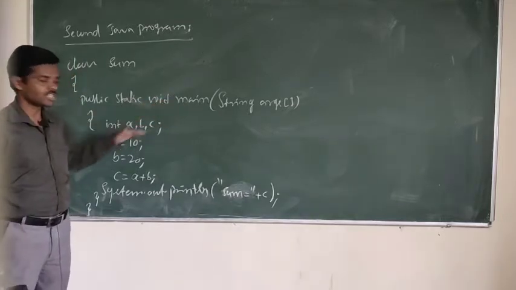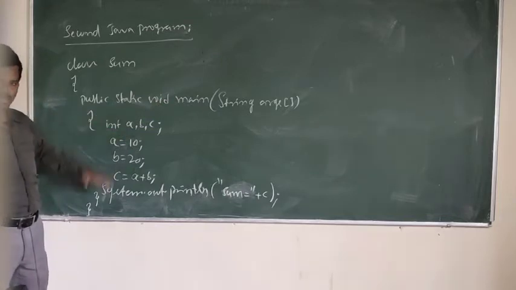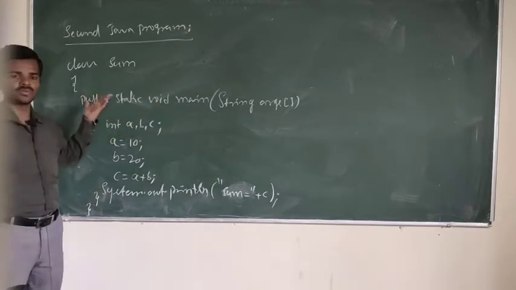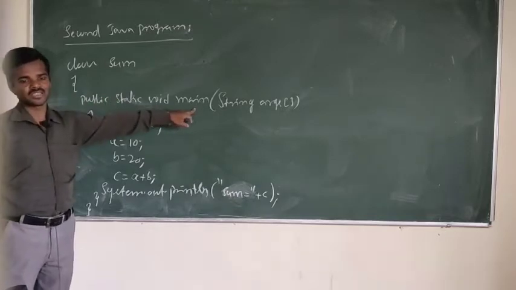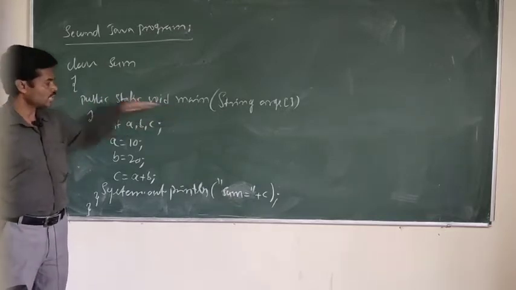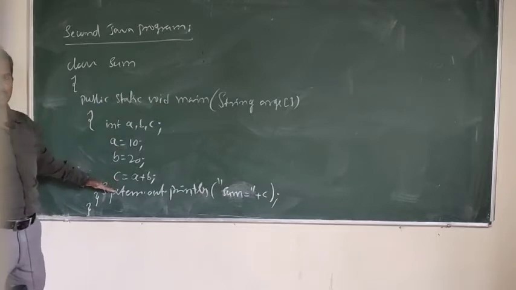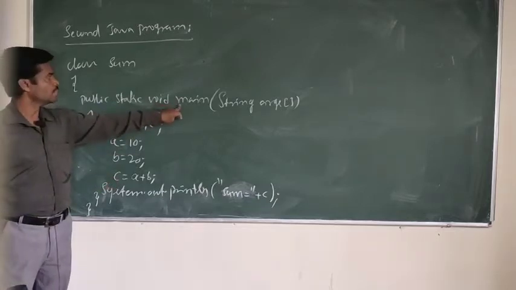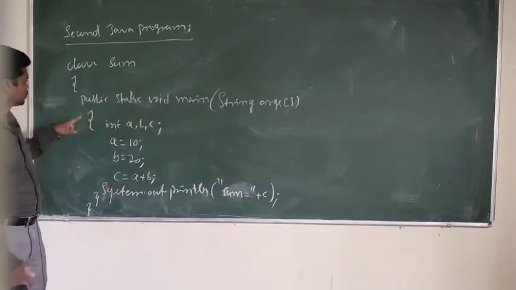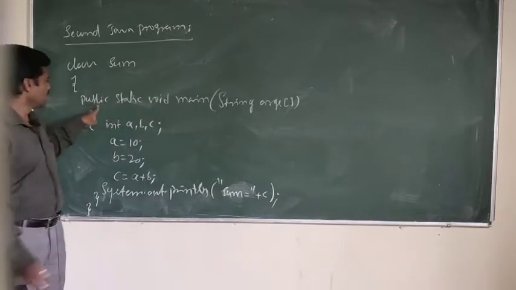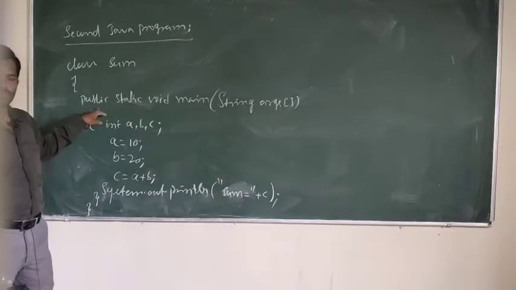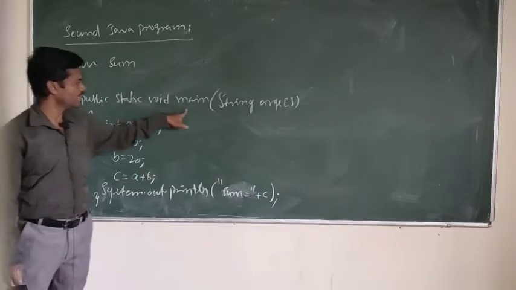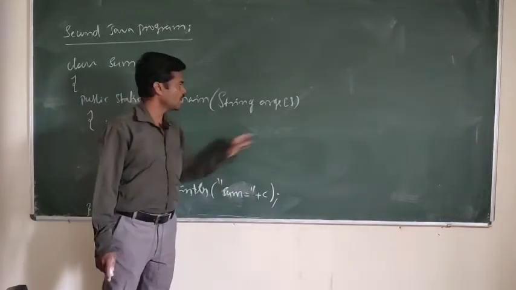So the actual execution will start from the main method only. Unlike C++, where we use the main function, here we are calling methods. So the actual execution will start from the main method. The main method is compulsory for all Java application programs. Okay, public static void main: always the main method should come with these four keywords, public static void main. Then the main method has arguments.